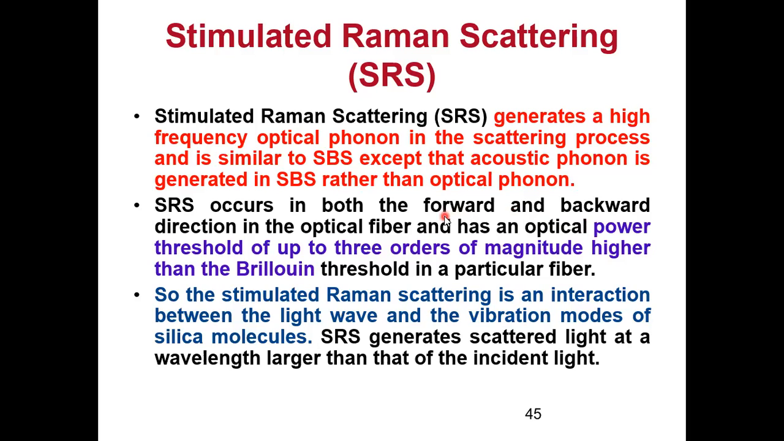There it was a completely backward process. Here the direction of propagation of light takes place in the forward and the backward direction, and the power threshold is 3 orders of magnitude higher compared to the Brillouin threshold. So stimulated Raman scattering is an interaction between the light wave and the vibration mode of the silica molecule. SRS generates scattered light at a wavelength larger than that of the incident light.